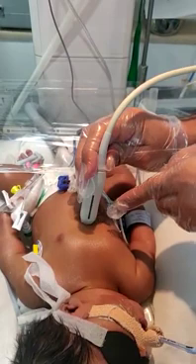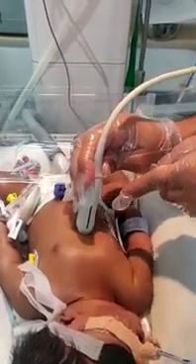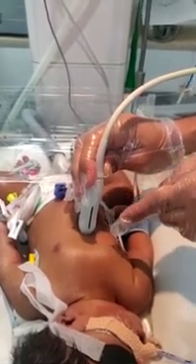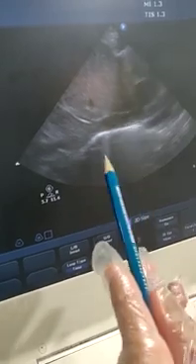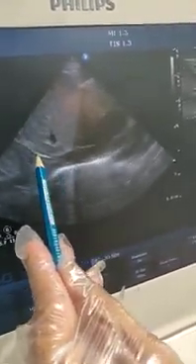This is called as subcostal sagittal view with a little bit tilt towards the liver to demonstrate the inferior vena cava. The demonstration of the inferior vena cava. You can see the inferior vena cava here.